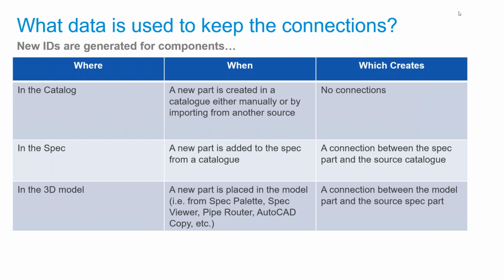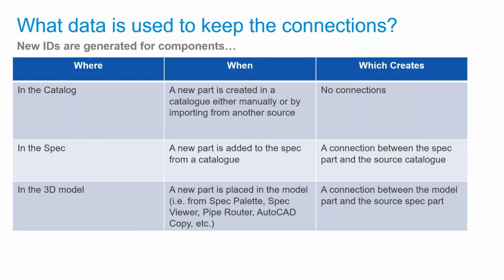So what data is used to keep the connections? New IDs are generated for components when? In the catalog. When a new part is created in the catalog, you will get new IDs because otherwise you would conflict with existing parts. So if you create a new family in the catalog, you will get new IDs. If you, of course, delete a family from the catalog, you will also delete the IDs. If the parts are already sent to a spec, you will lose the connection.